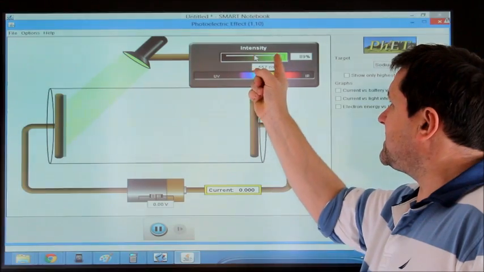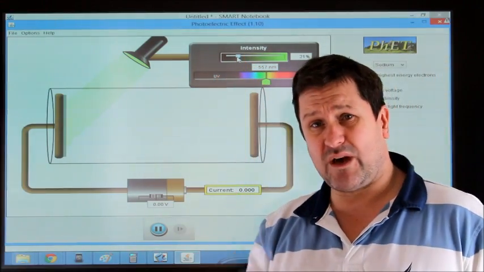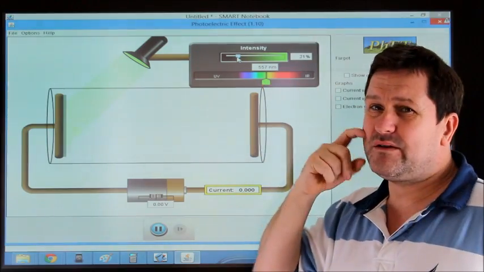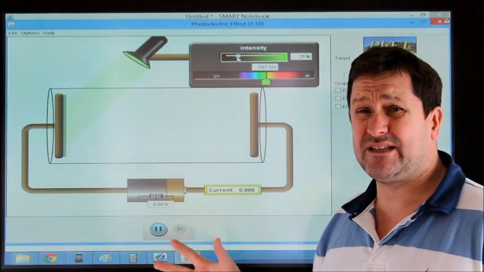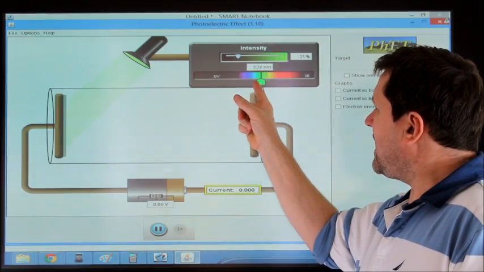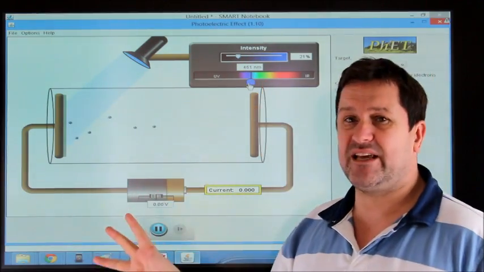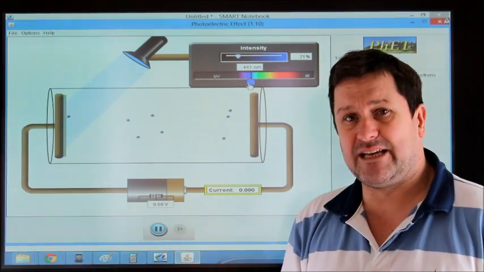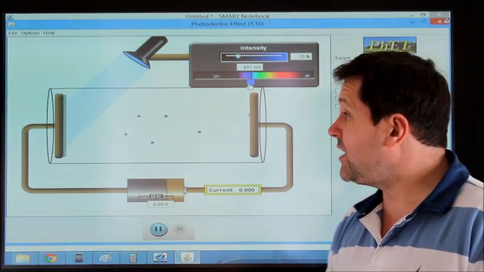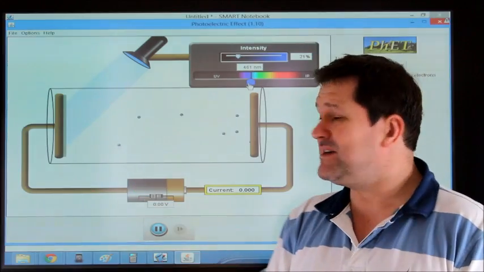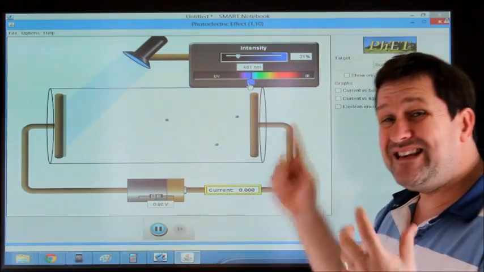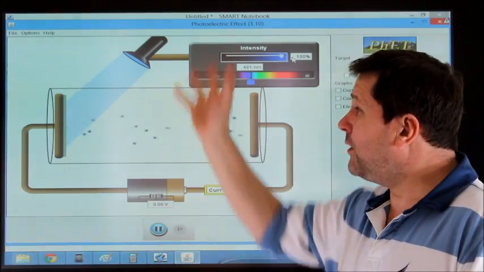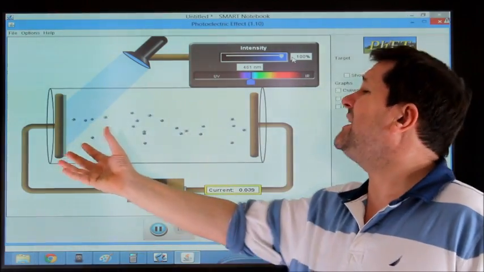But if we use light of a shorter wavelength, a higher frequency, a higher energy, even though I've lowered the intensity now to a fifth, just 20 or 21%, suddenly we see that our photons are great enough in energy to overcome the work function, and now we've got the emission of electrons. If I now increase the intensity, I've got more photons, therefore I've got more electrons.